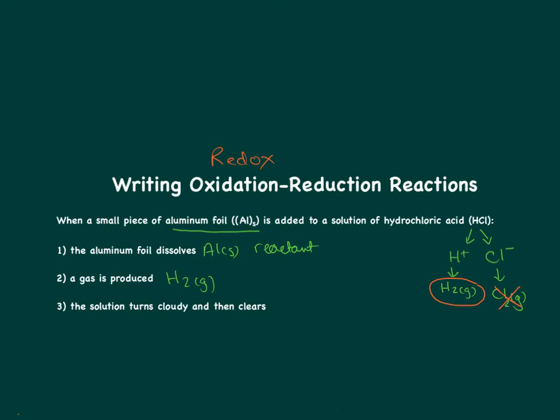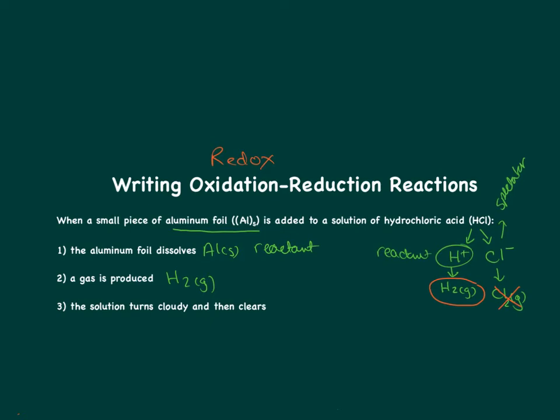And that means that our other reactant is this H+. The Cl- is just a spectator ion, so it's not participating in the reaction, it's just there. And our final clue says the solution turns cloudy and then it clears, so there are no other solid products being produced. So we can be fairly certain that we've identified our reactants as solid aluminum and H+, and our product as hydrogen.